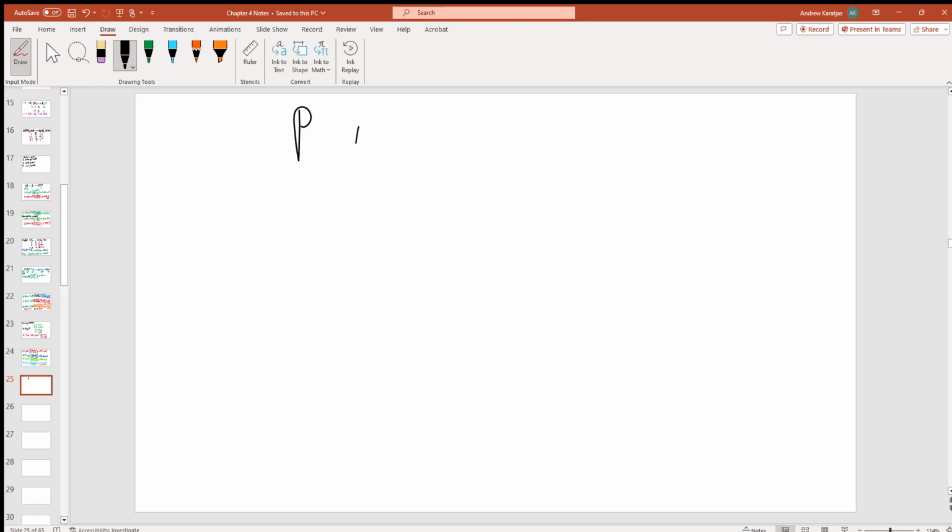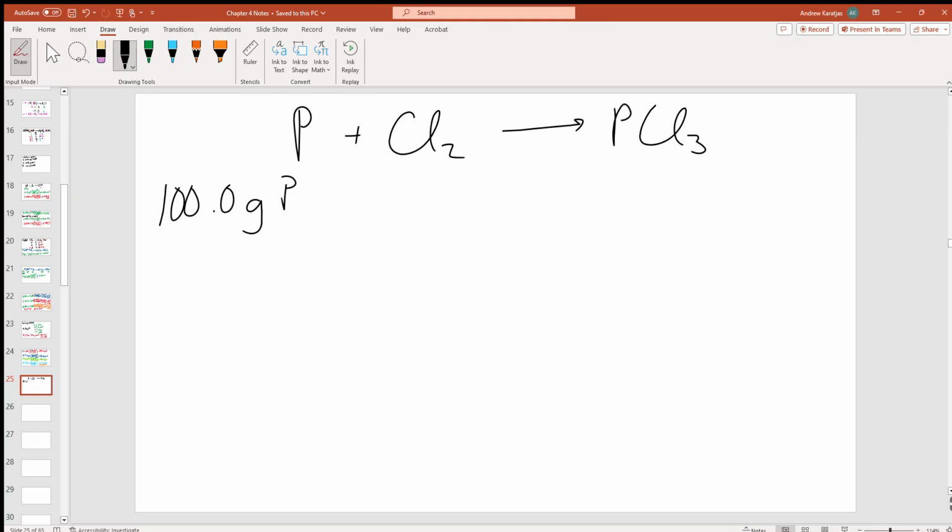So phosphorus plus chlorine reacts to form PCl3. And we're going to say that we have 100 grams of phosphorus and 200 grams of chlorine. So I want to ask 2 questions here. The first one is, what is our limiting reactant and what will be left over?